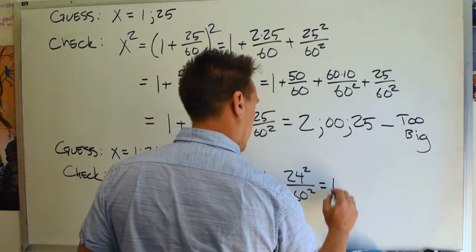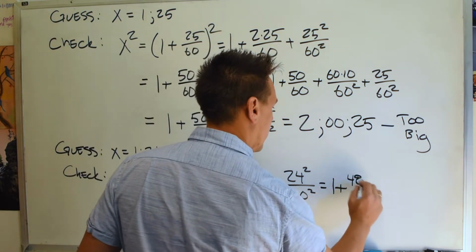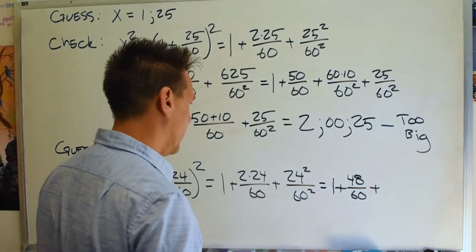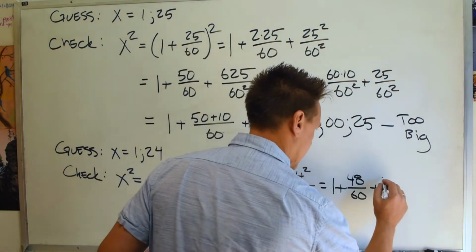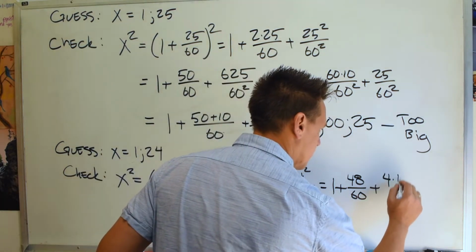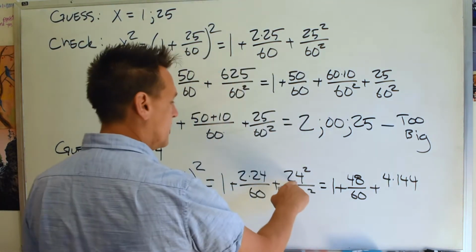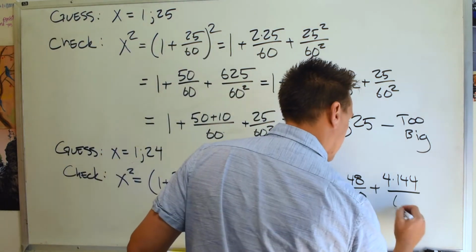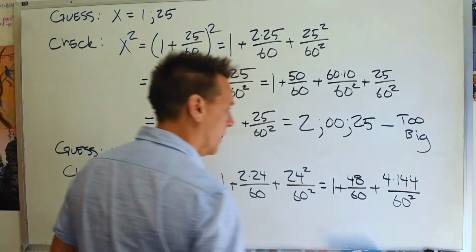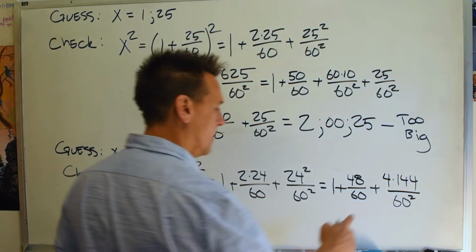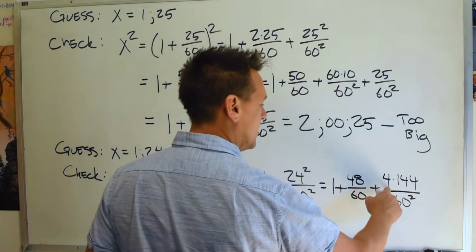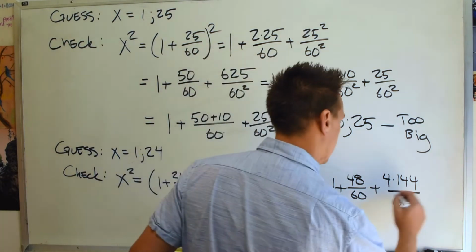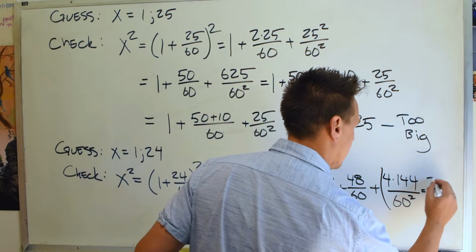Okay, so 1 and 48 over 60 and 24 squared. Well, I don't know what that is, but I know that it's 4 times 144 because this is 2 times 12. So I've got 2 2s and 2 12s. Maybe that helps. Let's see. And then that's going to be 2 times 2, 88, which is going to be, maybe even just write that in there.